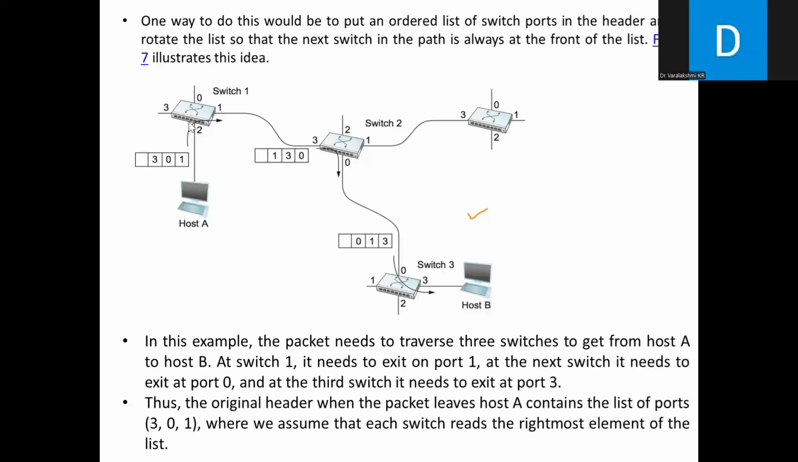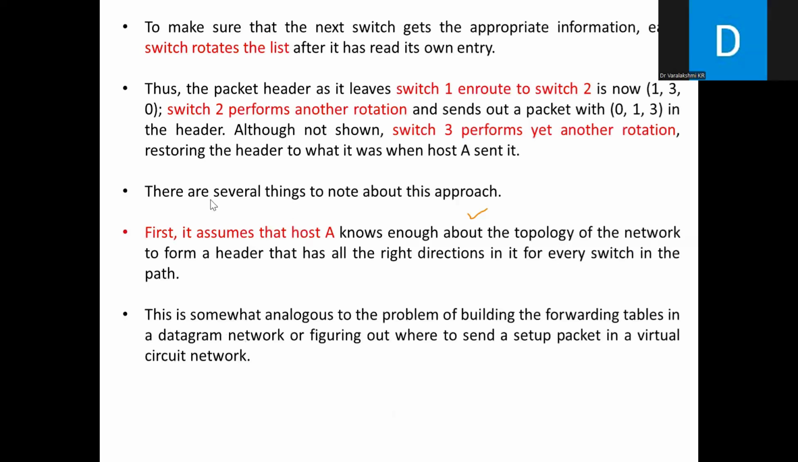When it leaves host A, it contains the list of the ports, 301. We assume that each switch reads the rightmost element in the list, so that the next switch gets the appropriate information.